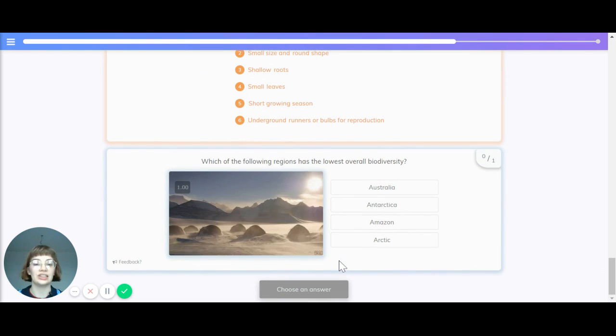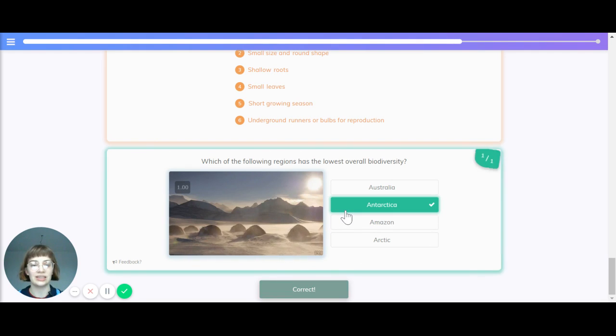Which of the following regions has the lowest overall biodiversity? Is it Australia, Antarctica, Amazon, or the Arctic? Now, if you remember from before, the correct answer is Antarctica.